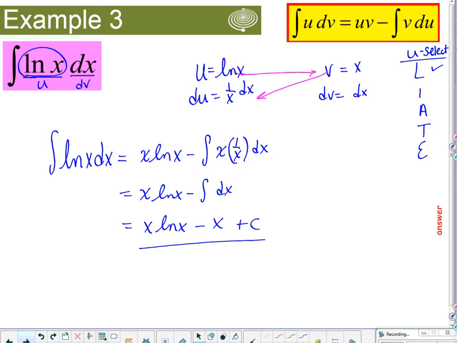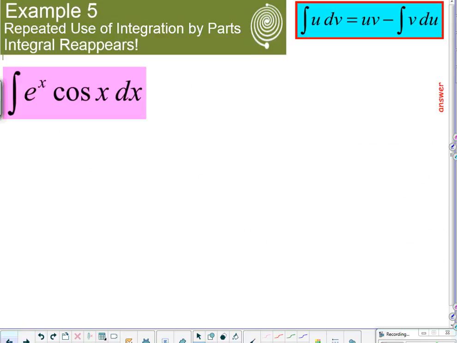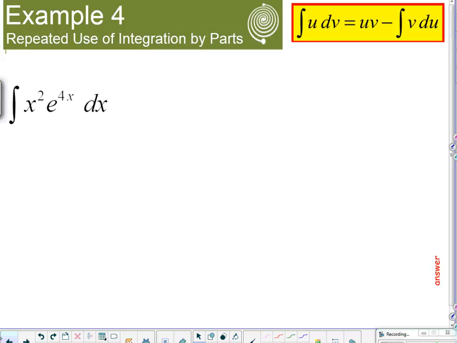Final answer. It is one that you could memorize if you want, but it's actually a pretty easy integration by parts process too. Did I skip over one? There we go.